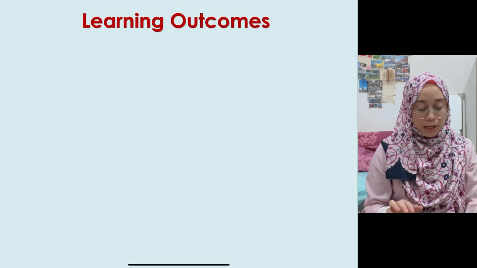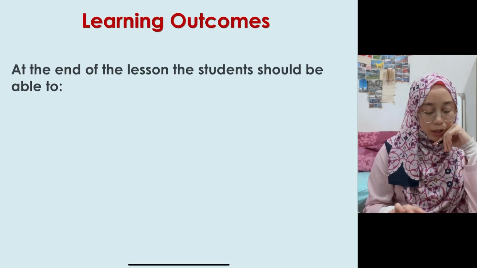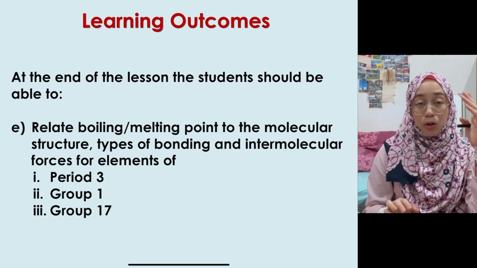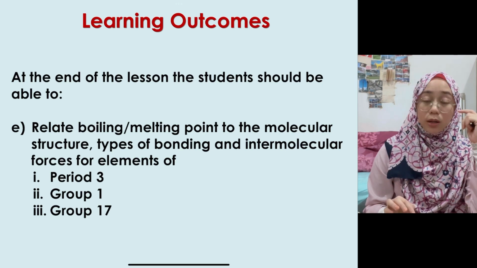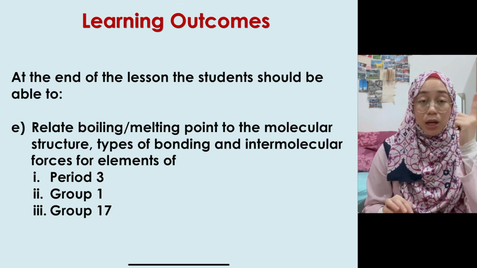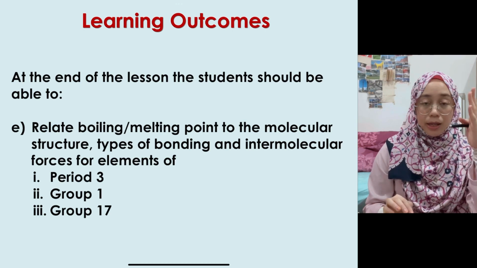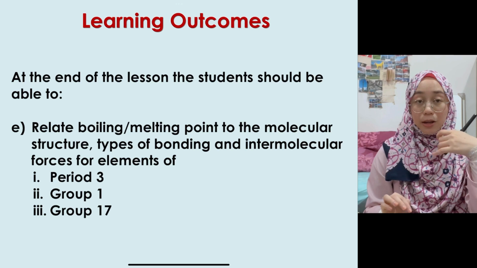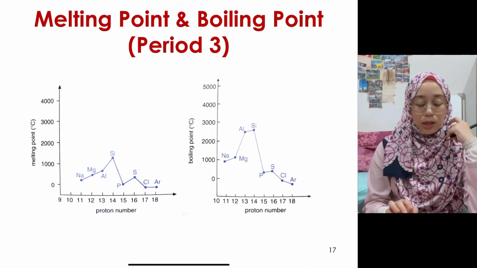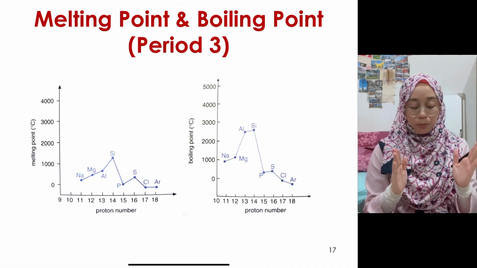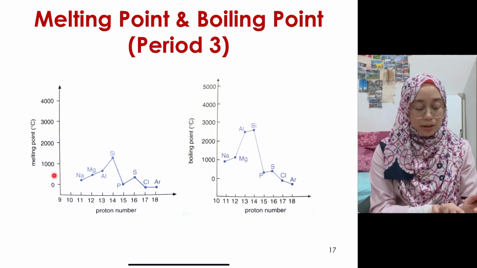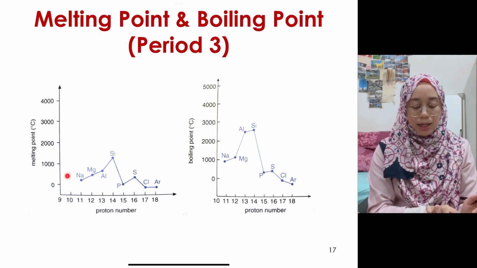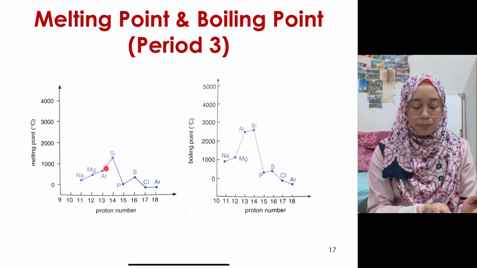Okay, so the next learning outcome class, kita nak tengok pasal boiling point, melting point, yang kita nak try kaitkan dengan molecular structure, type of bonding and also intermolecular forces, specifically untuk period 3, group 1 and also group 17. Yang dalam group ni senang, tapi dalam period 3 ni ada banyak sikit benda kita nak tengok. Okay, so untuk yang dalam period 3 dahulu kelas, kalau kita tengok secara generalnya untuk both melting point dengan boiling point, so yang sebelah kiri ni adalah melting point punya graph, sebelah kanan adalah boiling point, we can see that generally it increases from sodium sampai silicon.